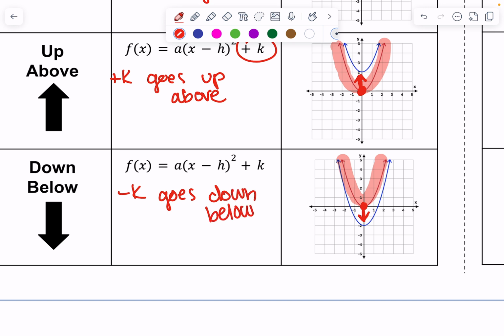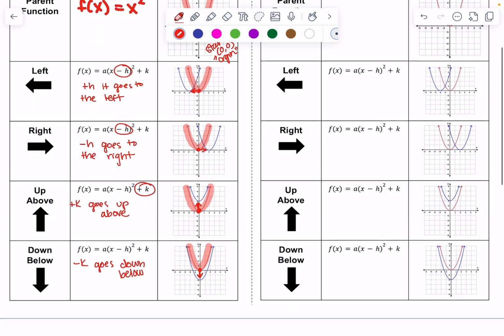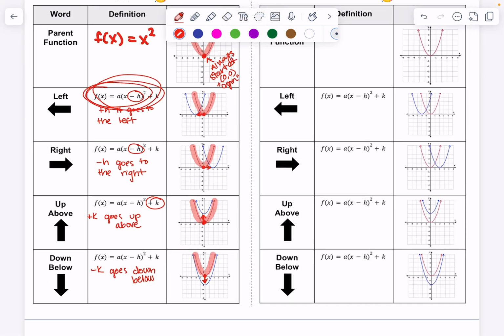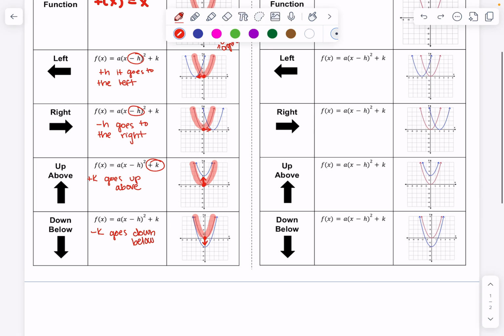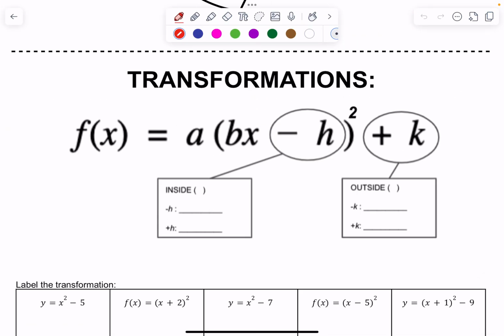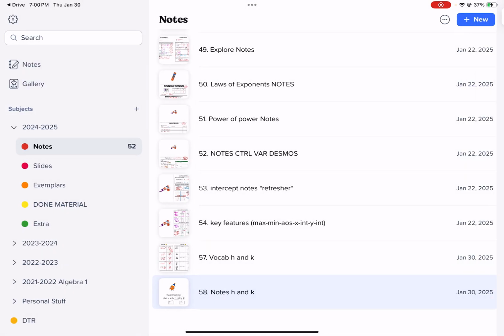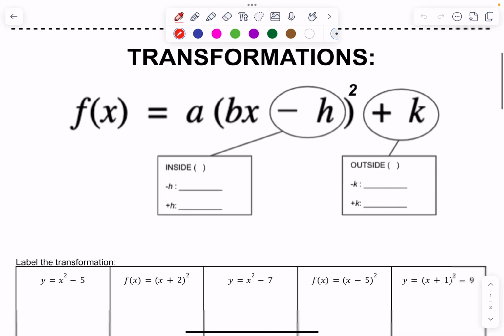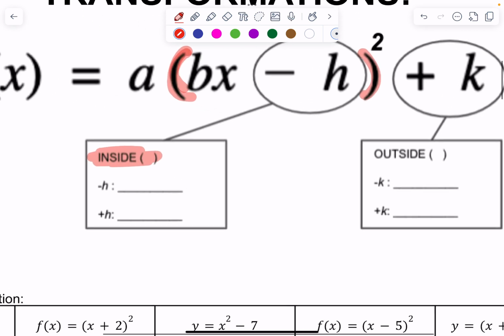So these are going to be the directions we work with today. We are going to learn how to use this formula right here to tell us the movements. So let's go and get started with the notes. So here are the notes. We have H, which is inside the parentheses. So I have my parentheses, and H is always inside the parentheses. When it's negative H, remember, that's going to go to the right. And when it's positive H, it goes to the left.